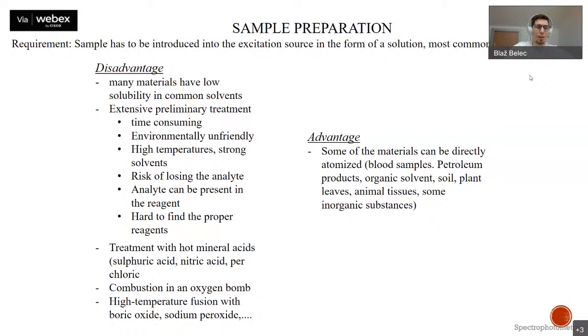But the advantage is that in modern atomic absorption spectrometers, we can also introduce some materials directly, such as semi-solid or semi-hard materials, for instance blood samples. We can also directly introduce petroleum products, organic solvents, plant leaves, and so on.